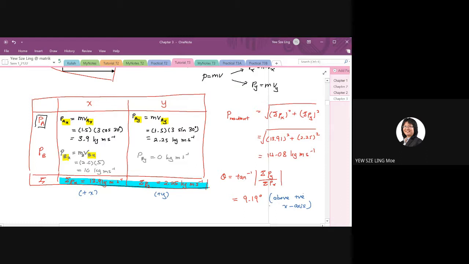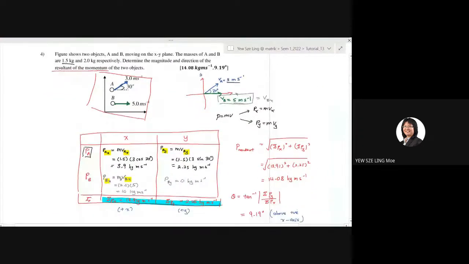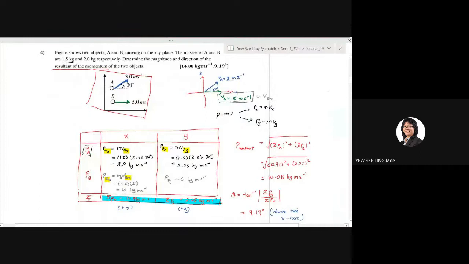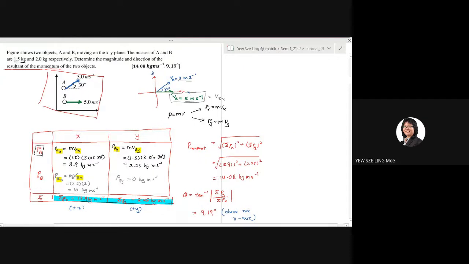Right, for this question, I will give you 2 minutes to write it down because it involves a 2-dimension question. Okay, it's a 2D question. So I give you 2 minutes to write it down. And of course, you have an alternative method. So what is the alternative method? I will show you the alternative method as well.